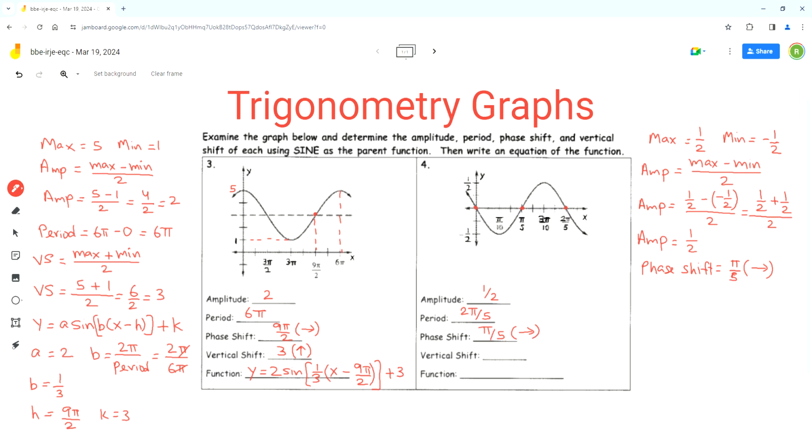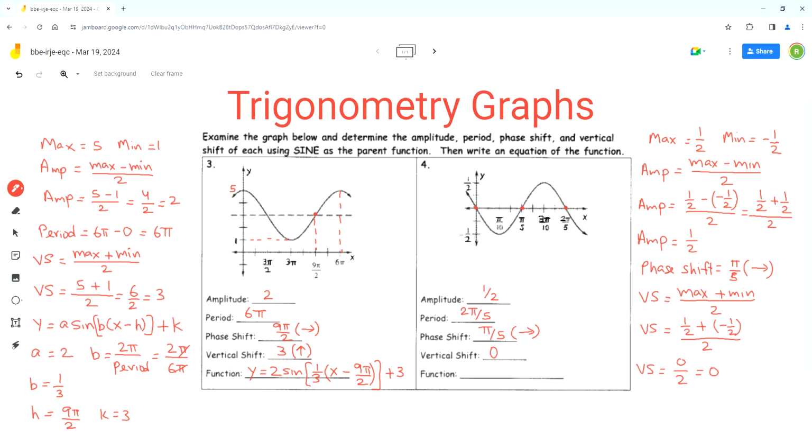Now the vertical shift, and for that we can use the formula. The formula is maximum value plus minimum value divided by 2, and in this case the maximum value is 1 over 2 and the minimum value is negative 1 over 2, divided by 2. In the numerator, half plus negative half is equal to 0, so we get 0 over 2, which is equal to 0. So that means in this case there is no vertical shift.